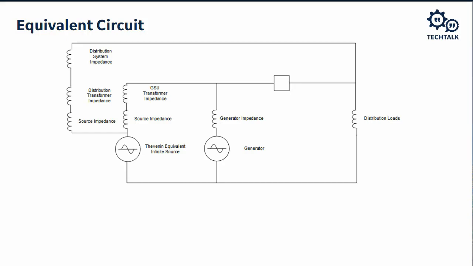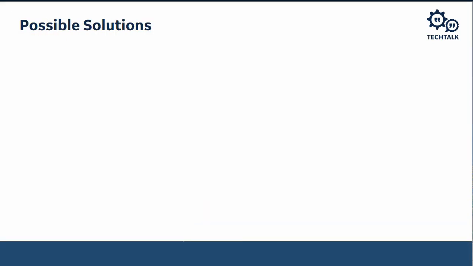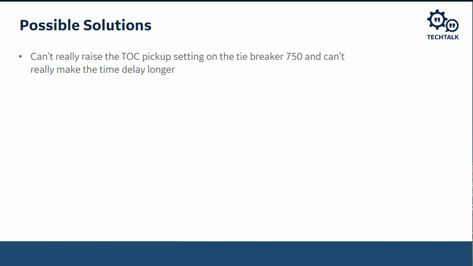So there are a couple of options to solve this problem, and none of them are really super. Possible solutions: you can't parallel these two, they're not meant to parallel. I can't raise the time overcurrent pickup setting on their tie breaker 750, right? We can't really do that because, first of all, those two systems are not meant to be paralleled. Second of all, that's a 2,000 amp breaker. You can't really raise that pickup setting above that, because then you would not be adequately protecting that breaker.